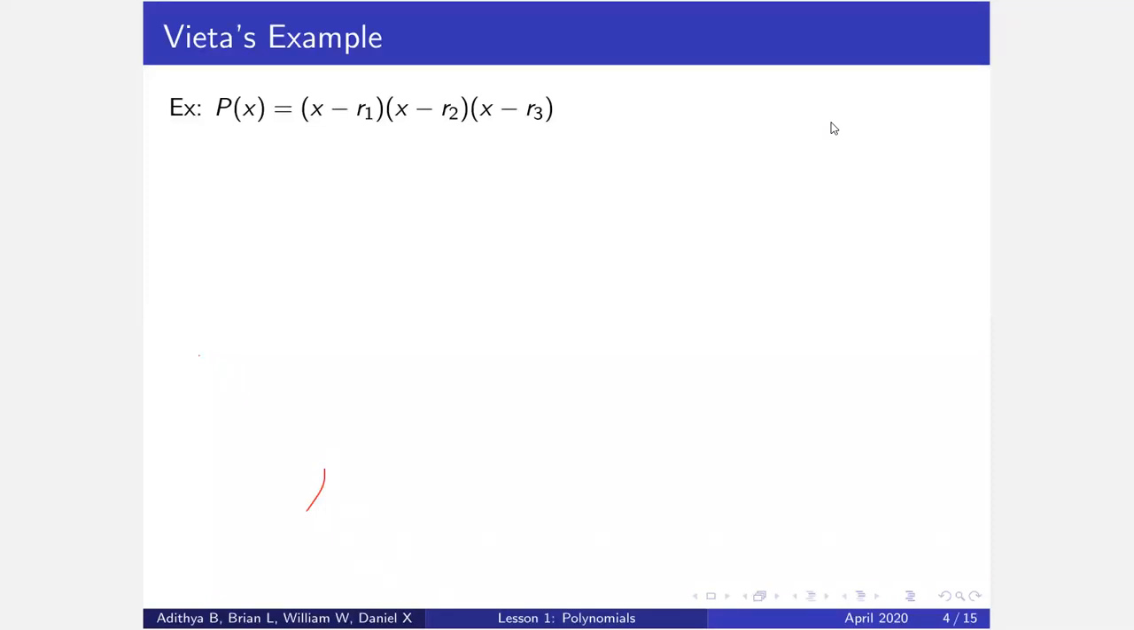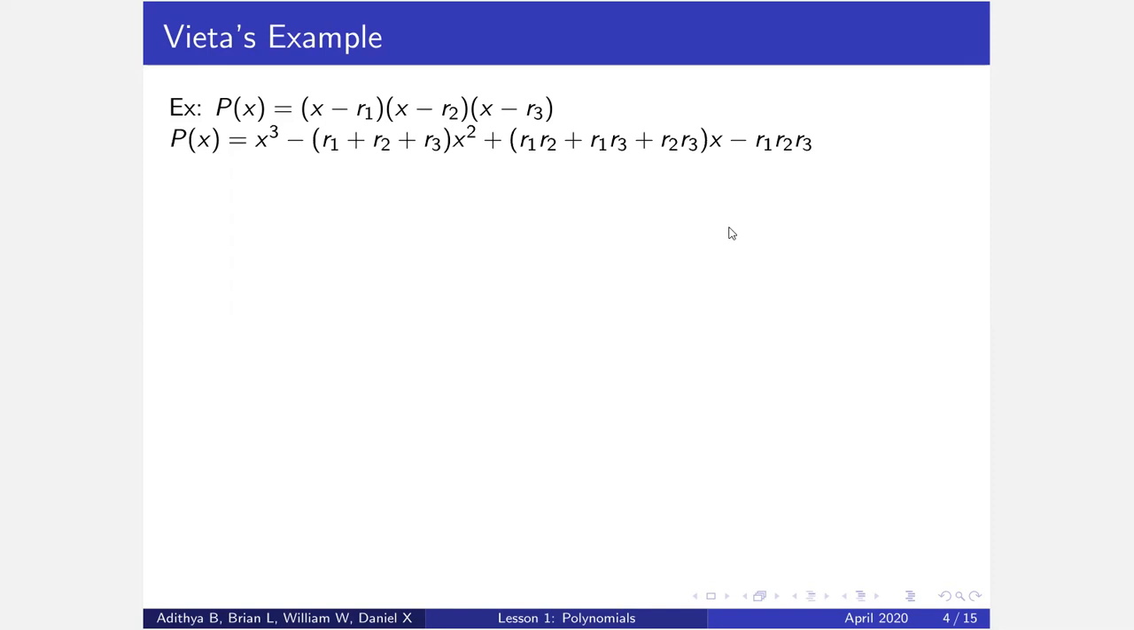As a lot of people have been typing in the chat, we have that p of x is going to be equal to x cubed minus (r_1 plus r_2 plus r_3) times x squared plus (r_1 r_2 plus r_1 r_3 plus r_2 r_3) x minus r_1 r_2 r_3. And the reason for this is just straight expansion.